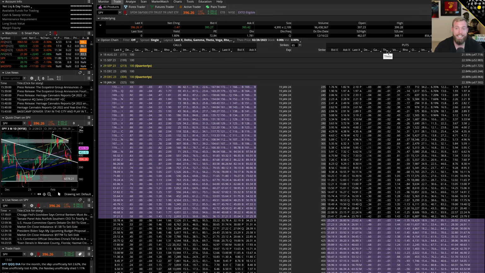However, theta decay, which is what theta is actually measuring here.